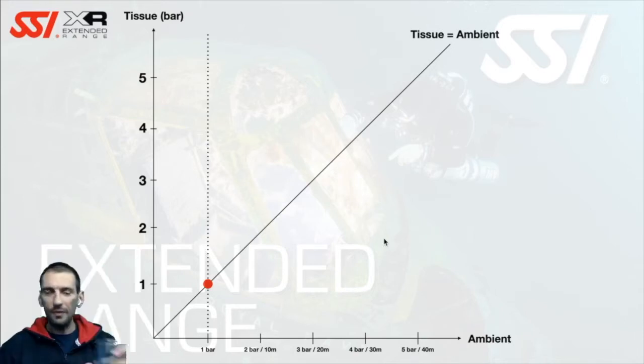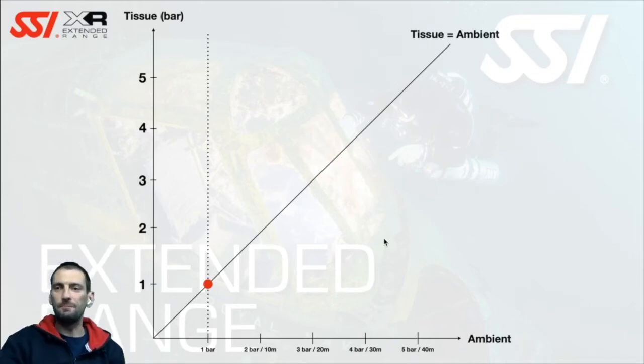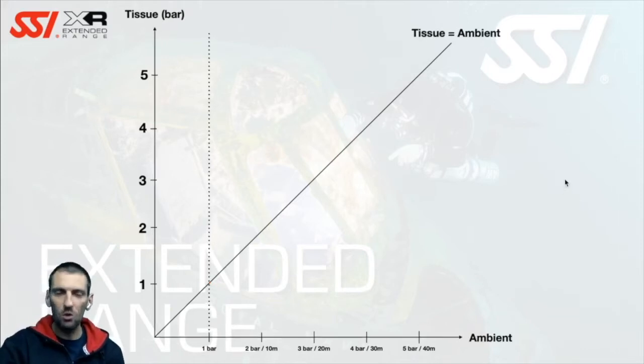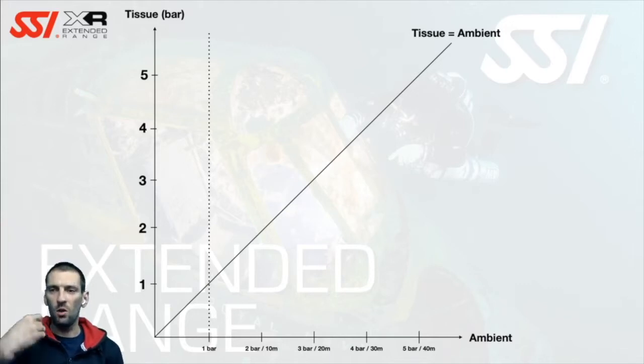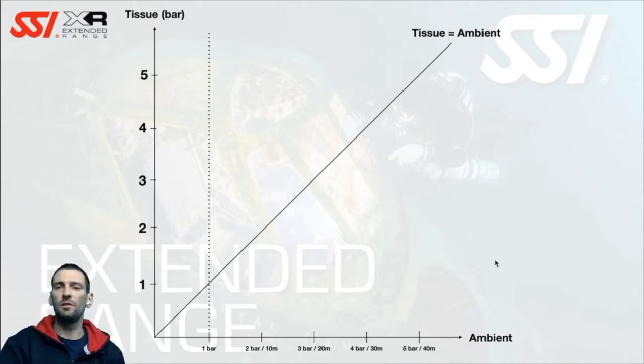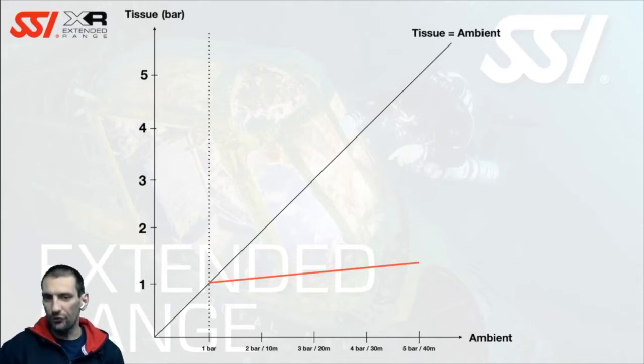Okay, great. So it means we can continue. Now, using our graph, let's analyze what is happening when we go diving. We start our descent. When we descend, the ambient pressure increases, so we should go in the right direction on the screen. We will slowly descend until we get to 40 meters.